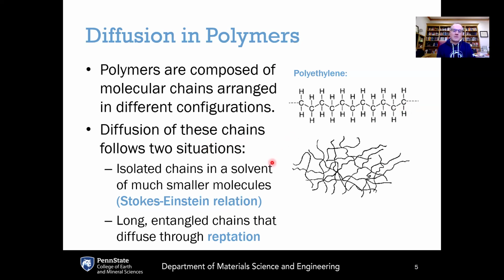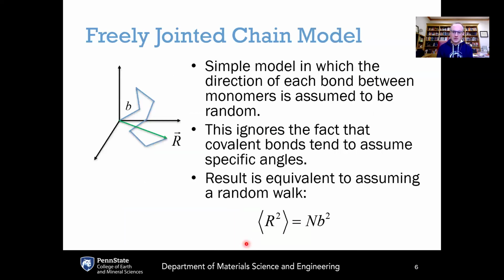One is if you have isolated chains in a solvent of much smaller molecules. If that is the case, then the diffusion can follow fairly accurately the Stokes-Einstein relation. However, if you have a situation where you've got very long entangled chains, or chains that are interconnected with each other, the Stokes-Einstein relation may break down under those circumstances, and in that case, the diffusion in polymers is described by something called reptation. So we're going to cover both of these phenomena in this lecture.